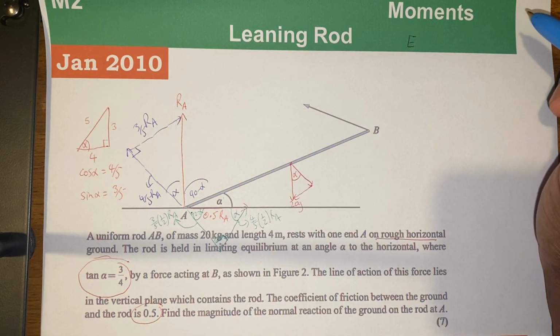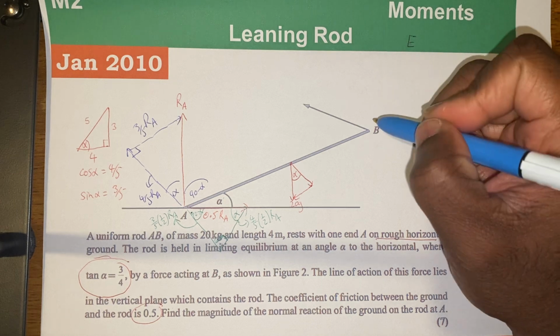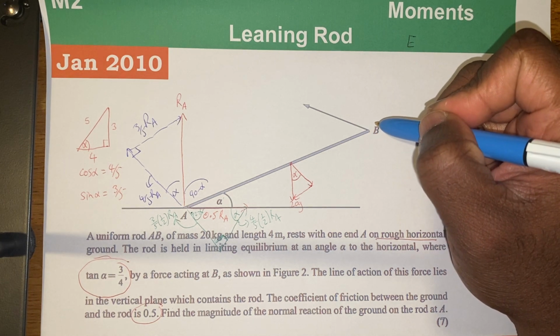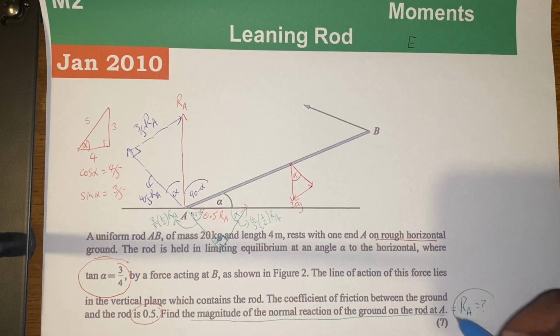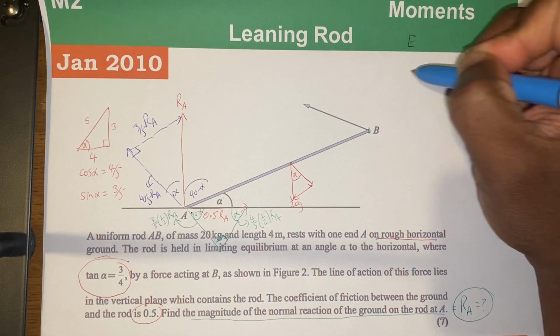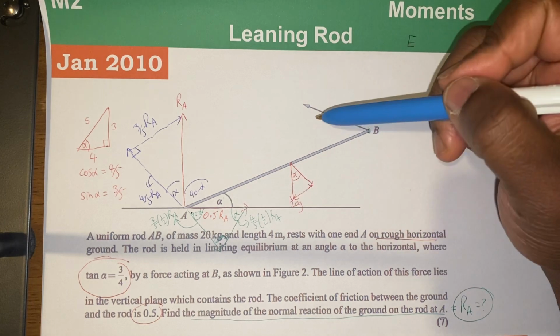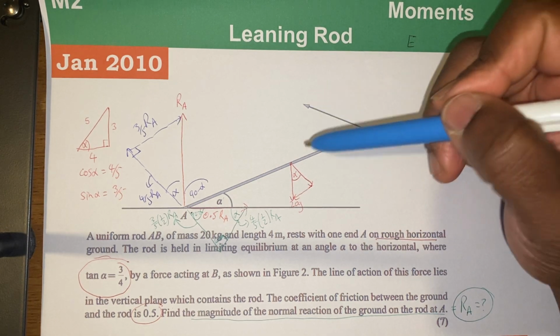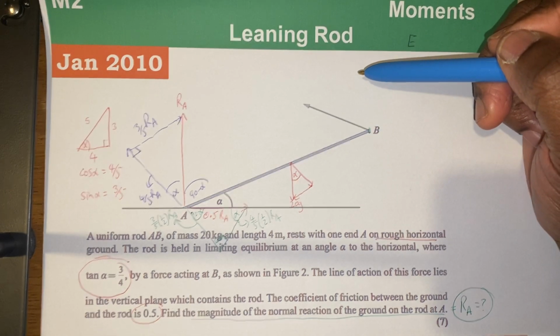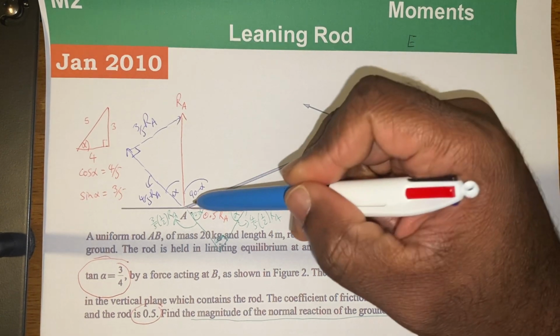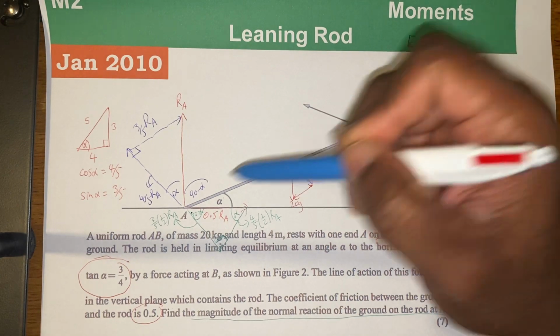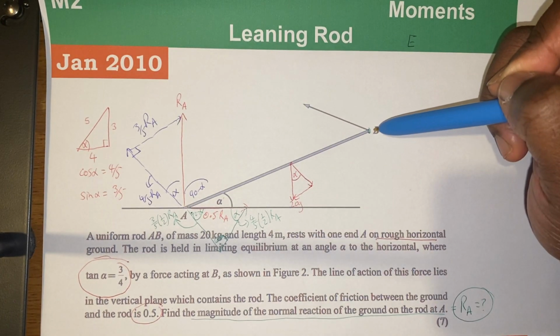Okay, so I think we have all the information that we need now to find the magnitude of the normal reaction of the ground. So our goal is to work out what RA is. We have done our force diagram. We're going to skip from step 1 of the usual routine to step 4, which is find moments about the point. So we find moments about B rather than A because there's less information at B than A.